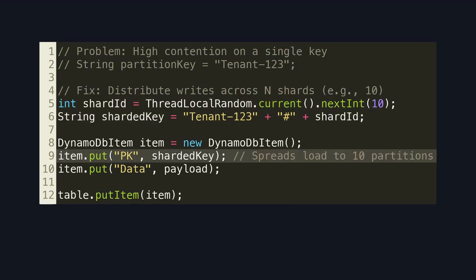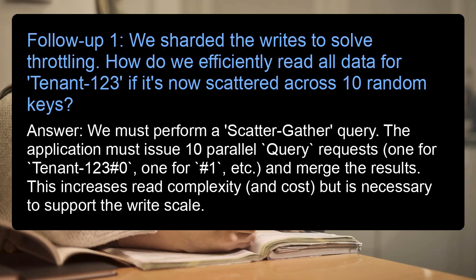The partition key, PK, determines the physical location. By randomizing this key, we eliminate the hot key problem. The trade-off is that reading the data back requires querying all 10 shards, but for write-heavy workloads, this is the architecture standard. Follow-up 1. We sharded the writes to solve throttling.